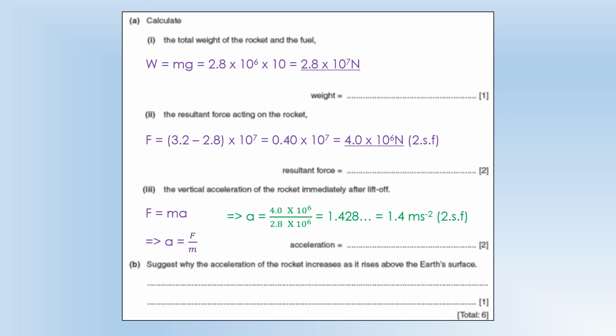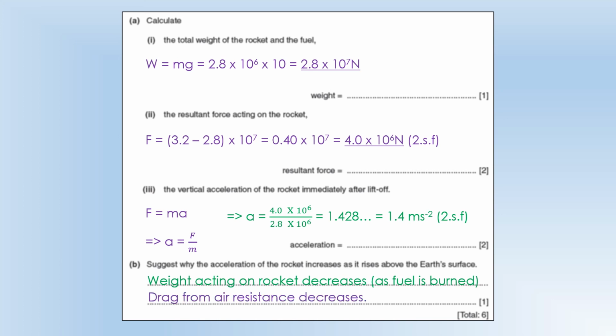Well, I think there are 2 reasons here that we could use. The weight acting on the rocket decreases as its fuel is burned. And the other thing is drag from air resistance will decrease. The atmosphere gets thinner the higher up you get, so drag is going to decrease as you go upwards. Another one that we could add that's not really part of the specification but is definitely true is the further away from Earth you get, the smaller the weight force acting on you from the Earth will be. So that could be a valid point because rockets are going into space, so their distance from the Earth does increase significantly.